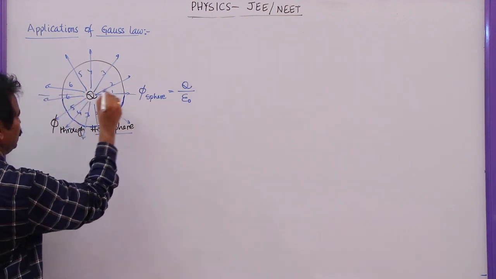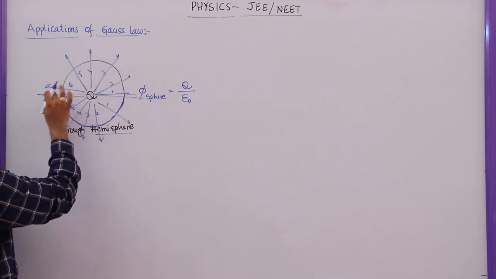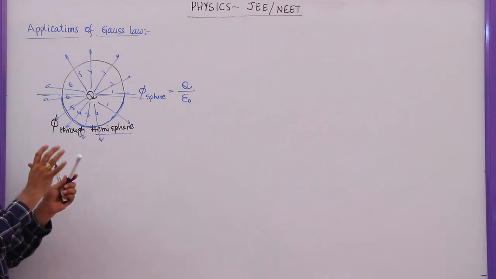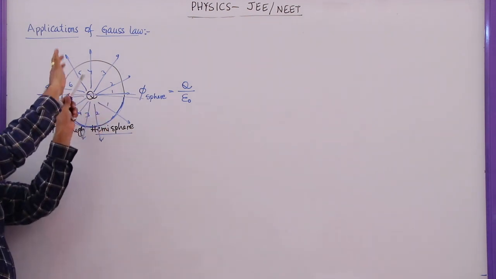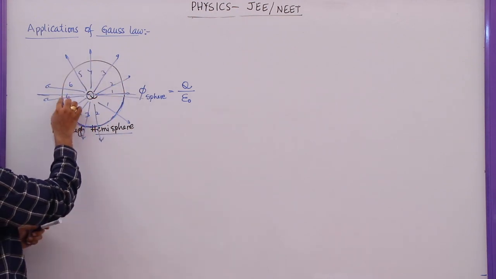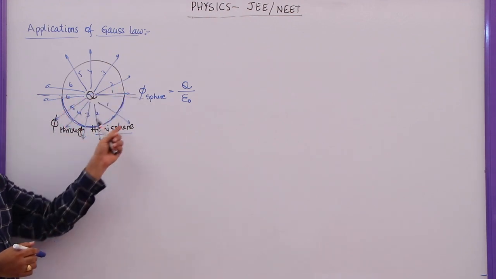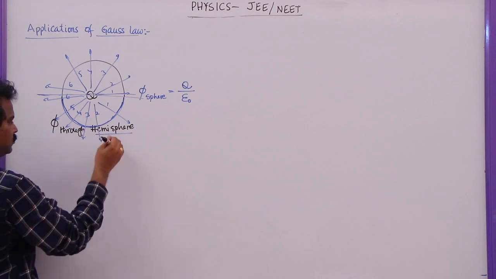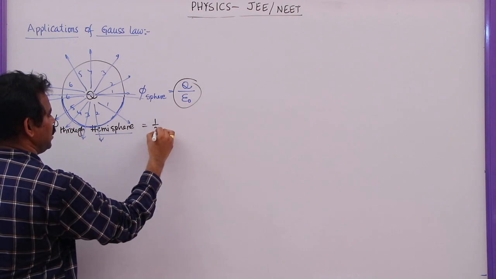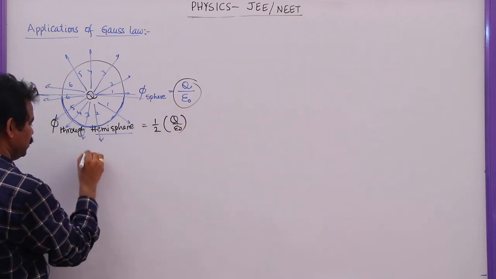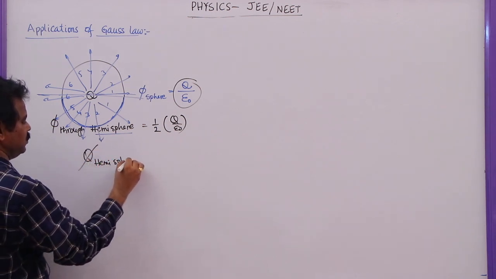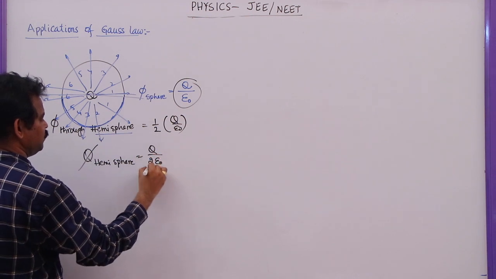So the total number of lines passing through this hemisphere is exactly equal to the total number of lines passing through the bottom hemisphere. Here I am just showing only the arcs. But if you take the complete sphere, the flux passing through this hemisphere is exactly equal and opposite to the flux passing through the bottom hemisphere. So the flux through this hemisphere is half of the flux through the entire sphere. So the flux through the hemisphere is given by Q by 2 epsilon naught.